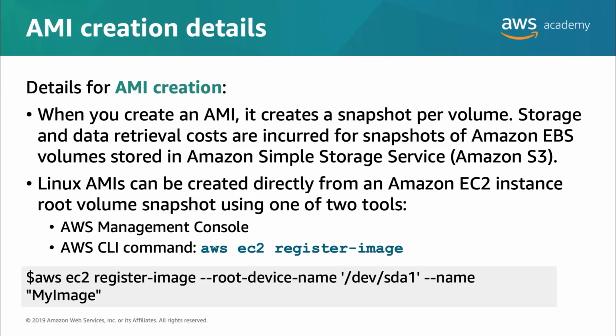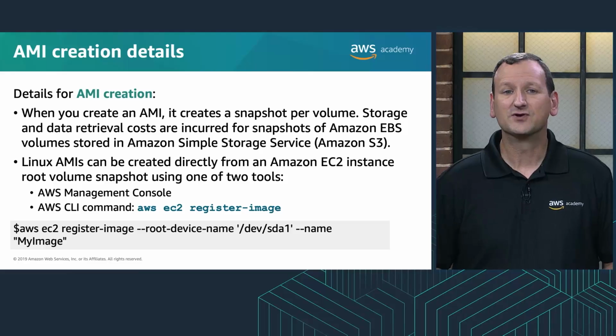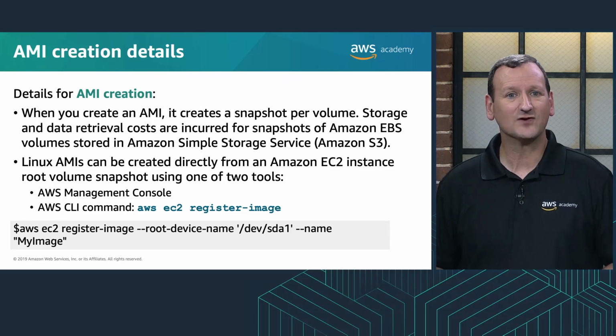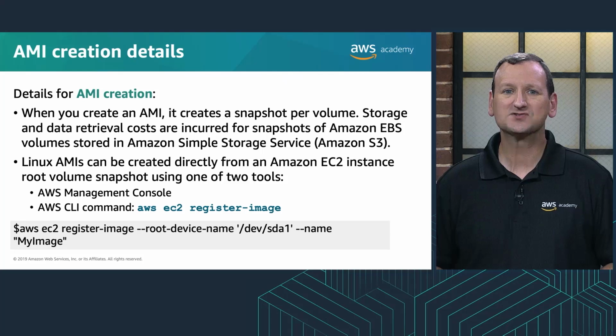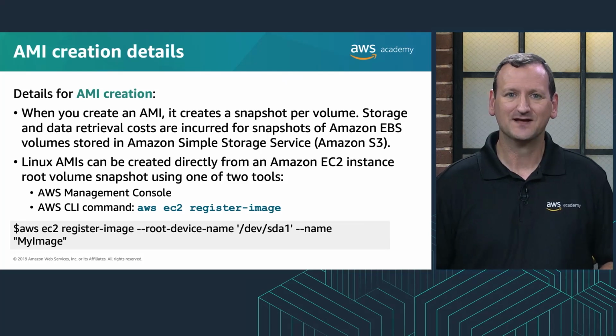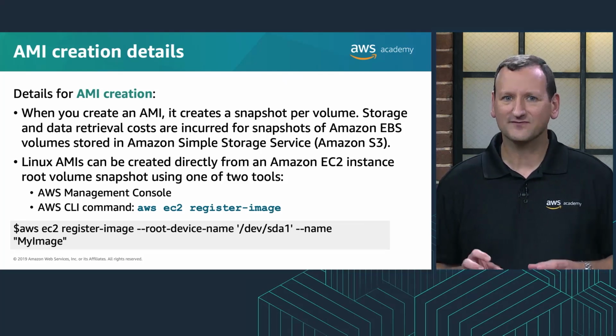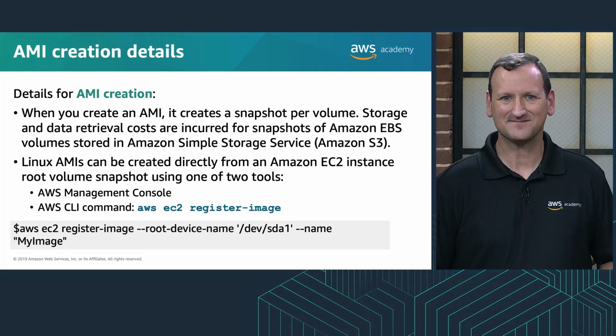When you create an AMI, Amazon EC2 creates snapshots of your instance's root volume and any other EBS volumes attached to your instance. You're charged for the snapshots until you deregister the AMI and delete the snapshots. You can also create Linux AMIs directly from the EC2 instance root volume snapshot by running the AWS EC2 register image CLI command. This is the type of process you'll want to investigate by using the documentation.